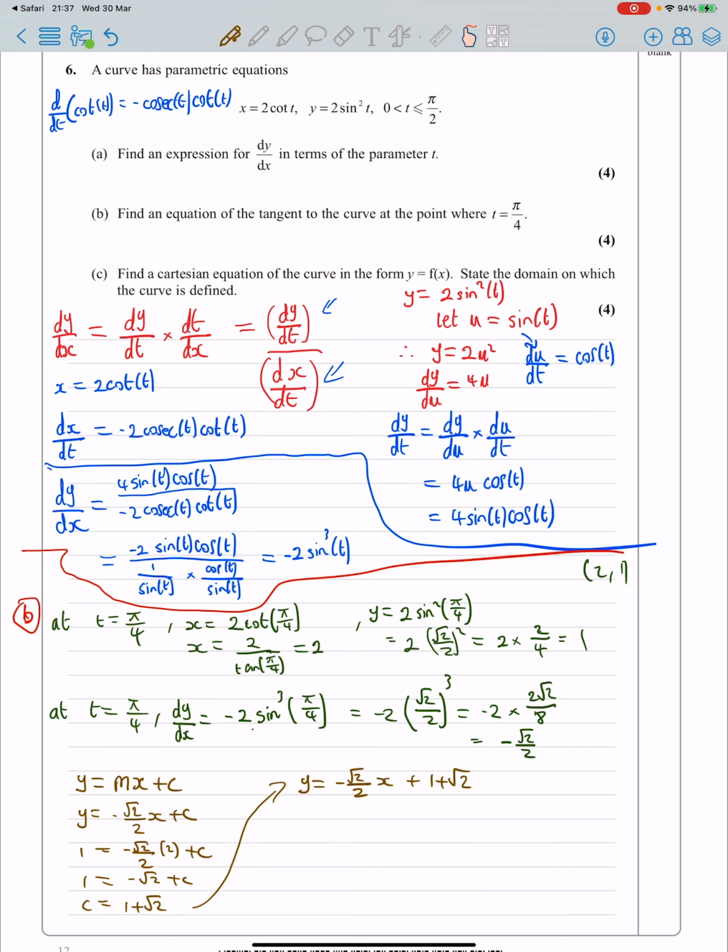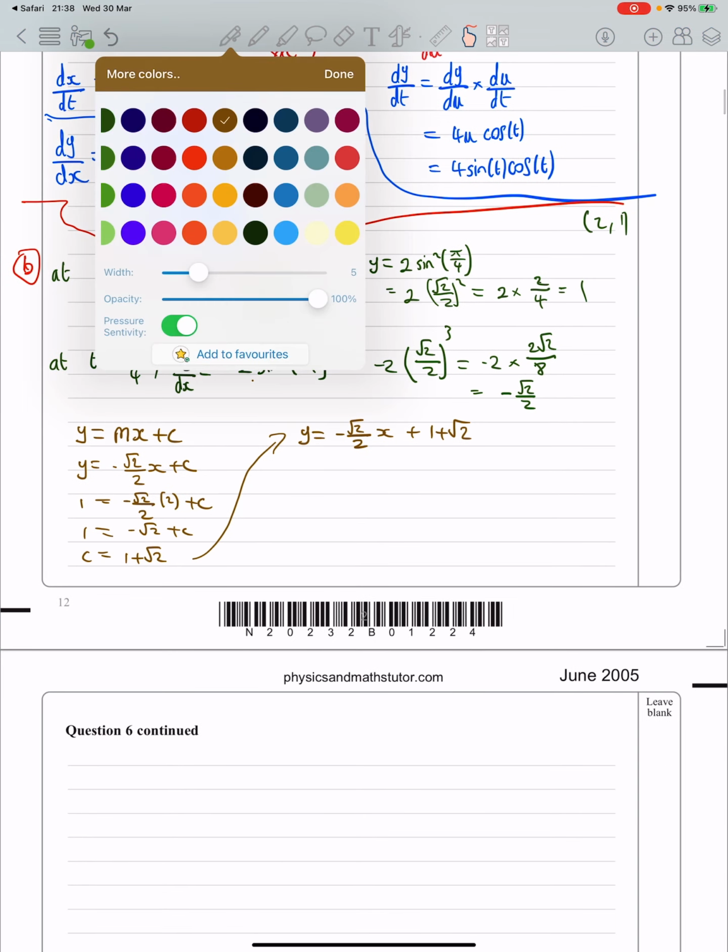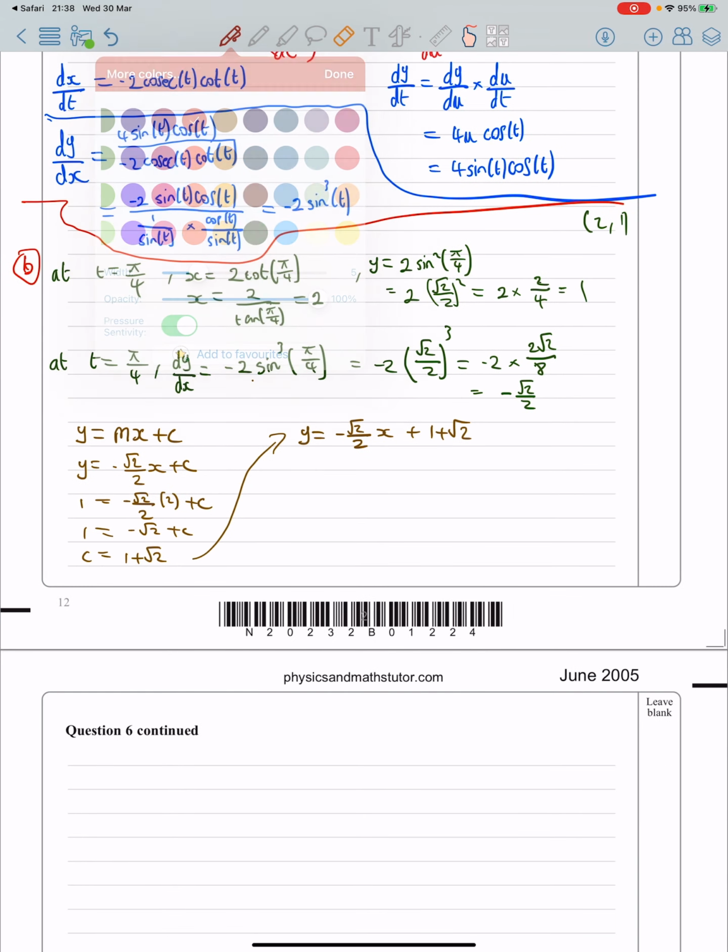So we needed to work out the gradient, we needed the coordinates, and then we used y equals mx plus c. Lovely stuff. Next, it says find a Cartesian equation of the form y equals f of x. State the domain in which the curve is defined. So there are two parts to this. Let's work out what the Cartesian equation is. Cartesian is without the t's, it's just x's and y's. So let's start our part C over here.